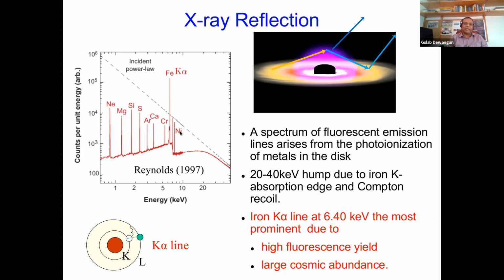There are also other emission lines like nickel, etc., but due to the lower abundance, and for the lighter elements the lower fluorescence yield, these lines are very weak, and most of the time they are not observed.